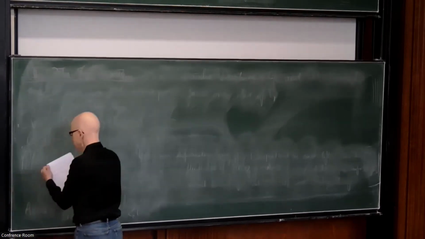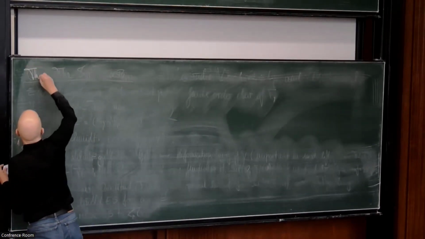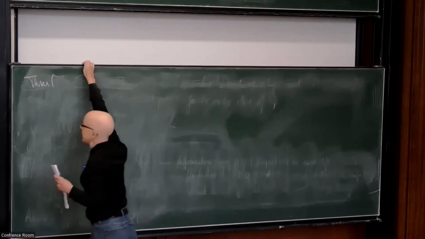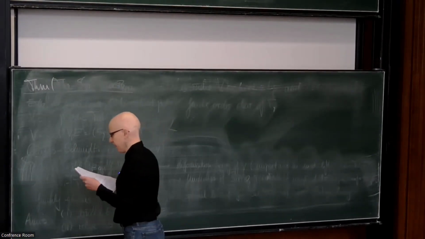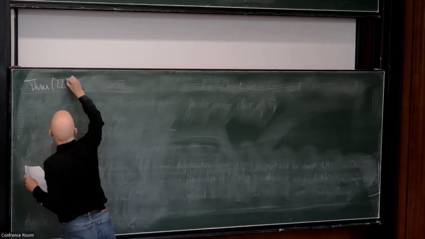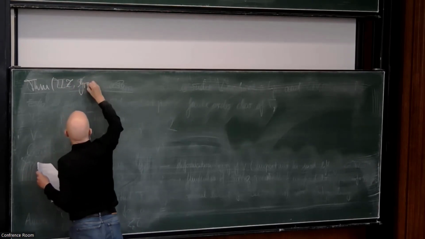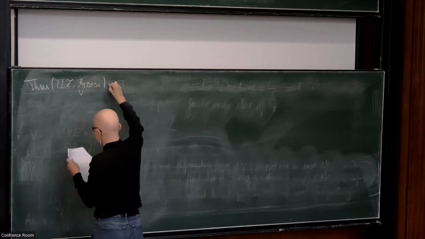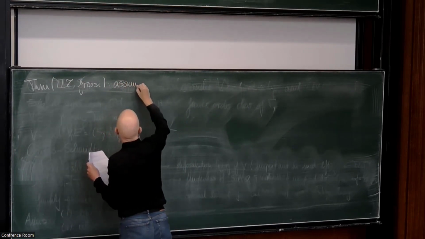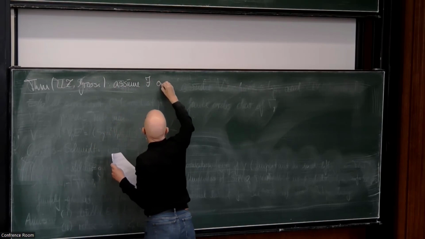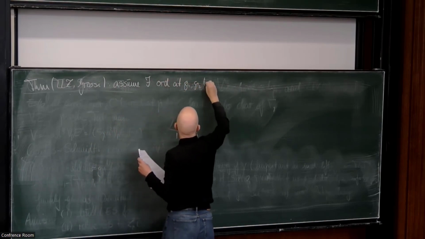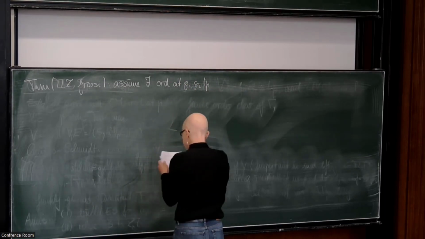So here's the theorem. It was first proved by David and Antonio Lei under some simplifying assumptions, and then generalized by Giada Grossi. So we assume that F is ordinary at the primes P1 and P2 dividing P.